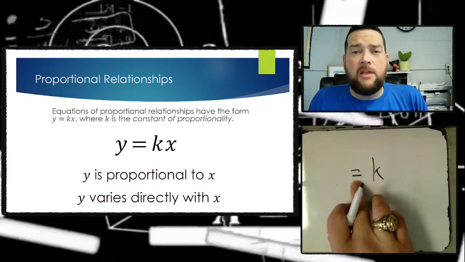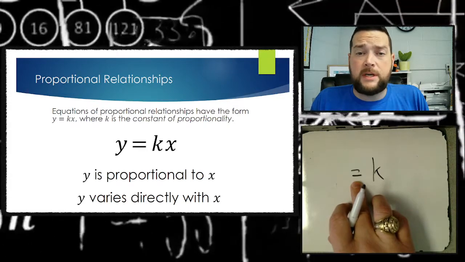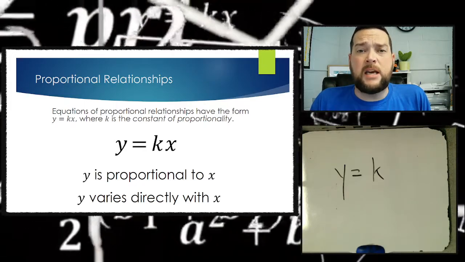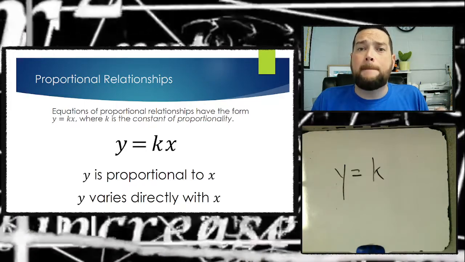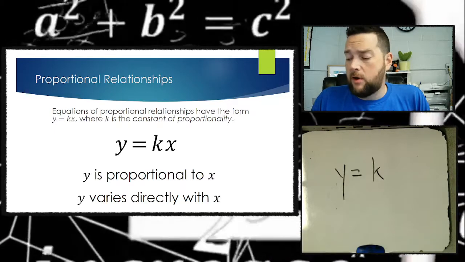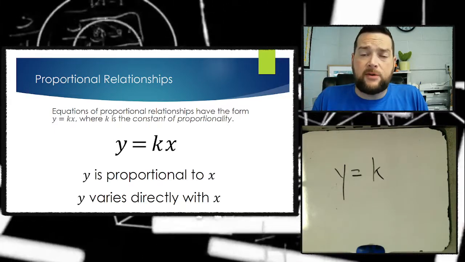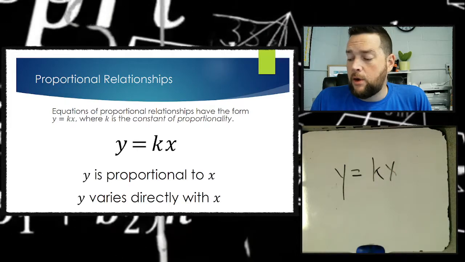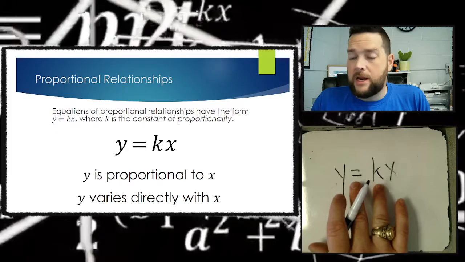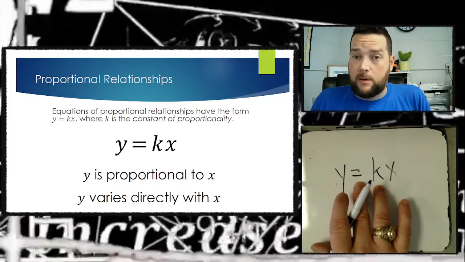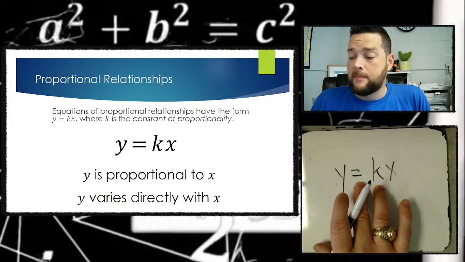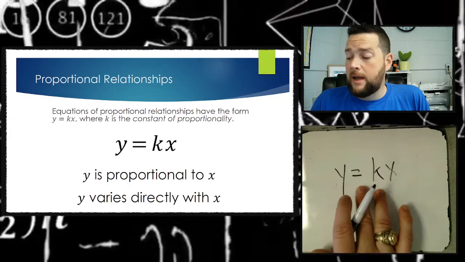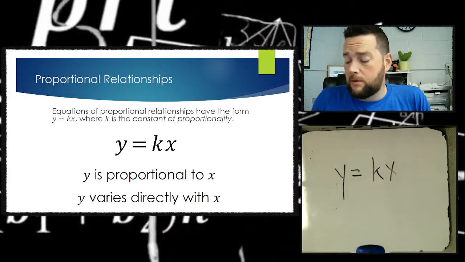All right, and then the variable that comes before the words "is proportional to" is going to be your dependent variable, because it's going to be the variable that's determined by whatever the independent variable is. And then the variable that comes afterwards is going to be your independent variable, just like that. So the variable in front of "is proportional to" will be our dependent one, and the one that comes after is going to be our independent one.